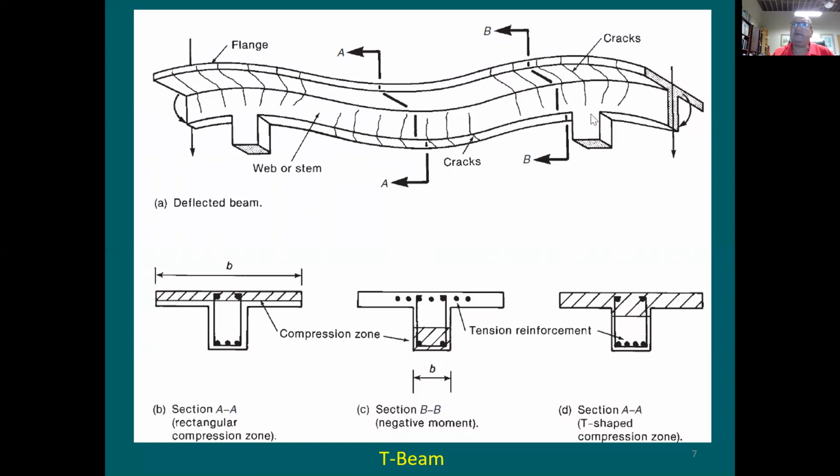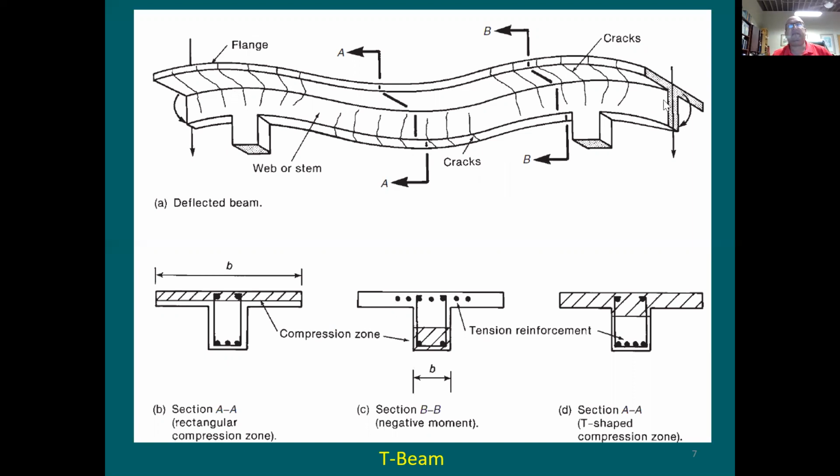If you recall the terms positive moment and negative moment, over here you're going to have positive moment causing tension at the bottom, and here you're going to have negative moment. How do you identify positive moment and negative moment? You look at the tension side. If the tension is at the bottom of the beam, we call this positive moment. If the tension is at the top of the beam, we call this negative moment.